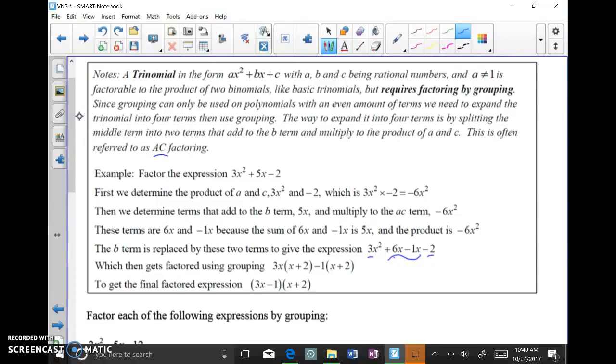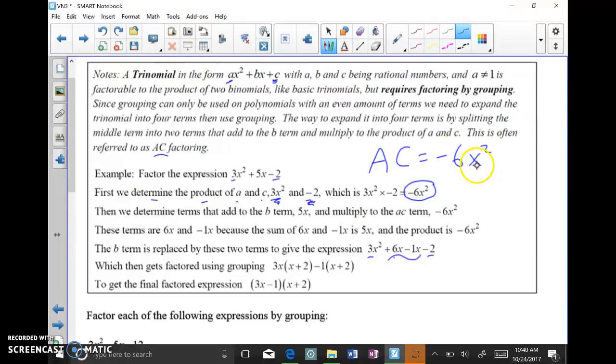So AC, if you remember, your first term is called the A term and your last term is called the C term. So AC means first times last, A times C. So the first thing we need to do is determine the product of A and C. And in this case, that's 3x squared and negative 2. When you multiply those together, you get negative 6x squared. And a lot of times I'll write on the problem AC equals negative 6x squared.